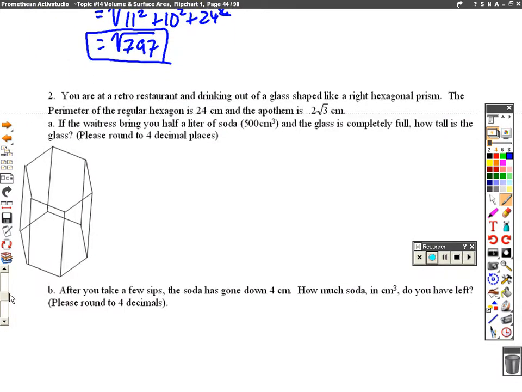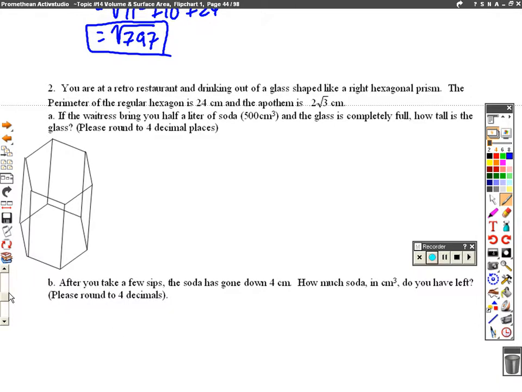All right, let's look at number 2. You're at a retro restaurant drinking out of a glass that's shaped like a right hexagonal prism. And a hexagon, that means this is the base. It's a hexagon. All right, so the base is a hexagon. The perimeter of the hexagon is 24, and the apothem is 2 root 3. If the waitress brings you a half a liter of soda, which is 500 cubic centimeters, and the glass is completely full, how tall is the glass?